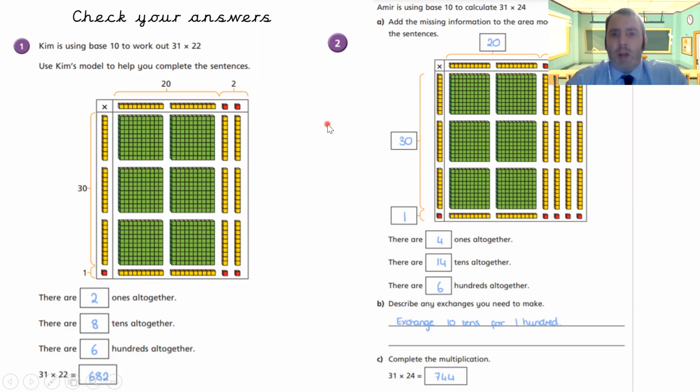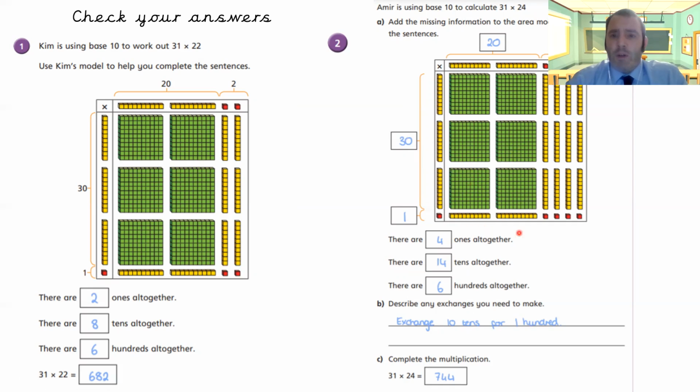Looking at question 2, pretty much the same, except this time they haven't given us the numbers across the top and down the sides. So I know 2 10s makes 20. I know 4 1s makes 4. I know 3 10s makes 30. And I know that 1 1 makes 1. So we've filled in those gaps.